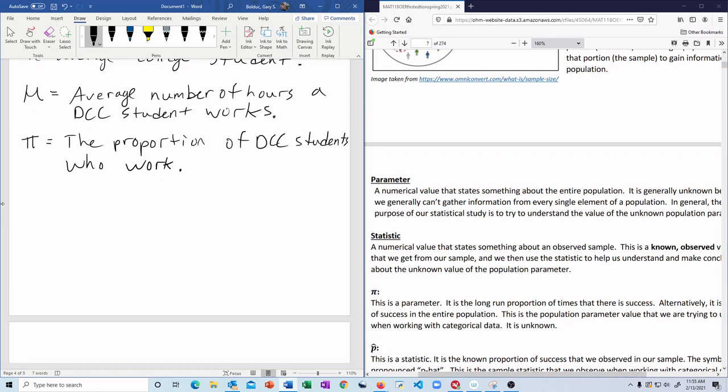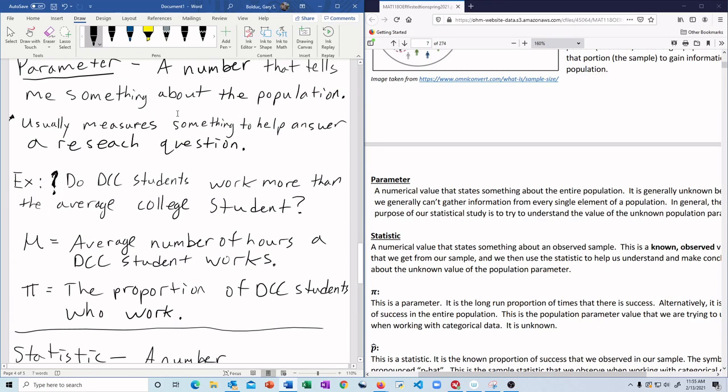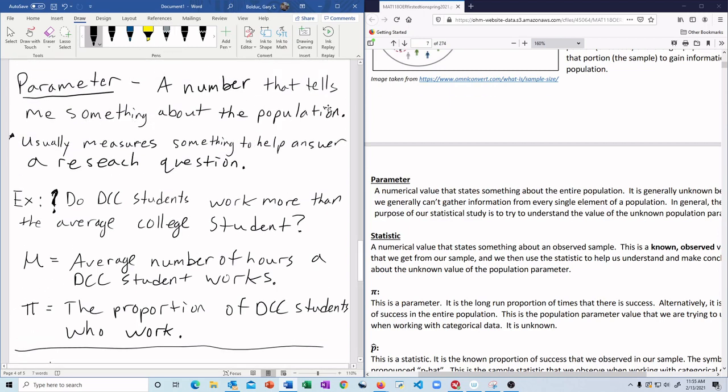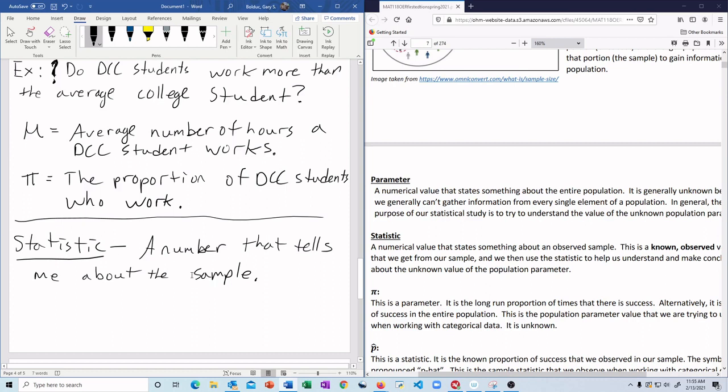All right. What's next? Statistic. Okay, well, let's read it, see what it says. So statistic: a numerical value, a number. We're so fancy. It's a number. A numerical value that states something about an observed sample. So there's no change here, except that instead of being a number that tells me about the population up here, it's a number that tells me about the sample. That's it. Only change. Look how close these are. A number that tells me something about the population, P, goes with it. A number that tells me about the sample, S. Use these little tricks to help you remember.